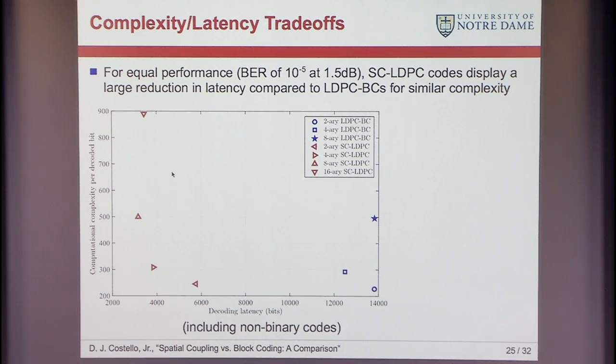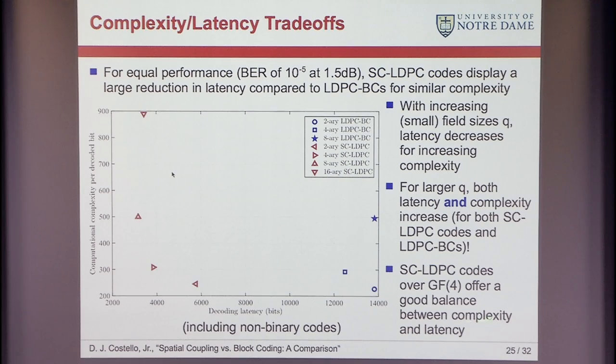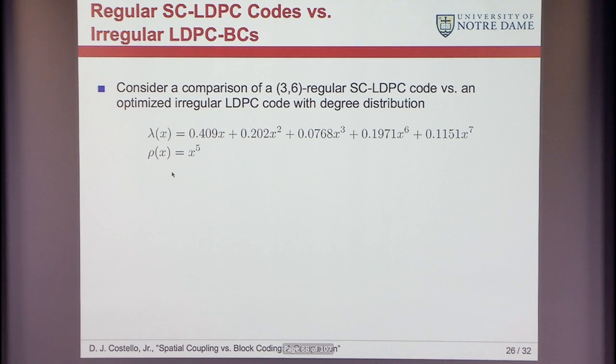Again, a big improvement in latency, but just for a cost of only a small increase in complexity. Good trade-off. Here we go to 8-array. It's the same type of picture, block and spatially coupled, but notice to get a little less latency, you're paying a lot in complexity in both cases. And in fact, here, with the block, you're going backwards. You're worse in complexity and in latency. So it seems like GF4 may be a sweet spot where you get a good balance between complexity and latency, and for the same performance, you get an improvement.